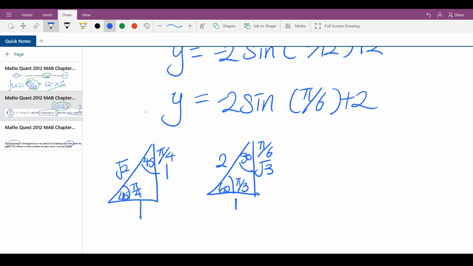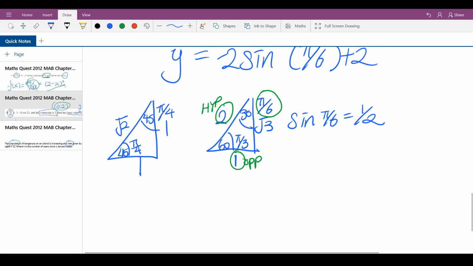So we can use the pi over 6 here. This is what we want. Sine of this angle would be opposite over hypotenuse, which would be 1 over 2. So therefore, sine pi over 6 is equal to 1 over 2. Just to make sure, it's opposite over hypotenuse. That's why we get 1 over 2.